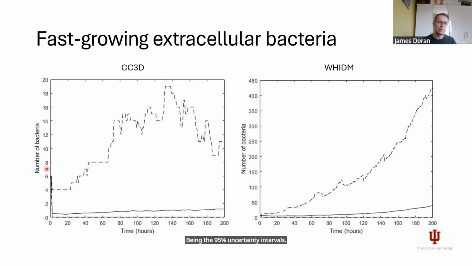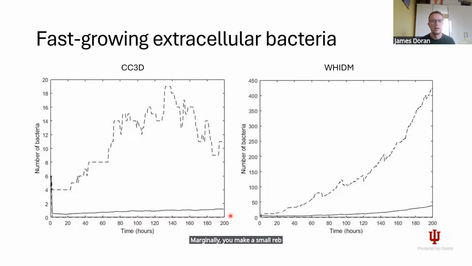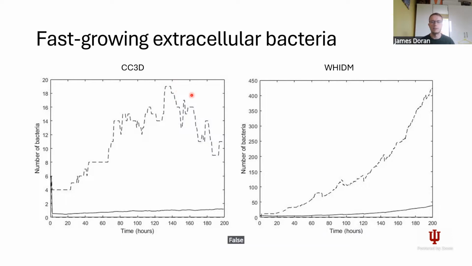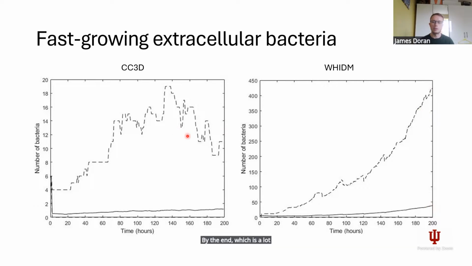And we can see that normally the fast-growing extracellular bacteria drop down to almost nothing and only marginally make a small rebound over time in this model. And even at most, we don't ever see more than about 20 fast-growing extracellular bacteria in the domain at any one point in time. In comparison with the WHIDM model from the 2018 paper, the fast-growing extracellular bacteria numbers increase in some cases to hundreds by the end of the simulations, and on average to just under 50 by the end, which is a lot more than what we observed in the CompuCell models.